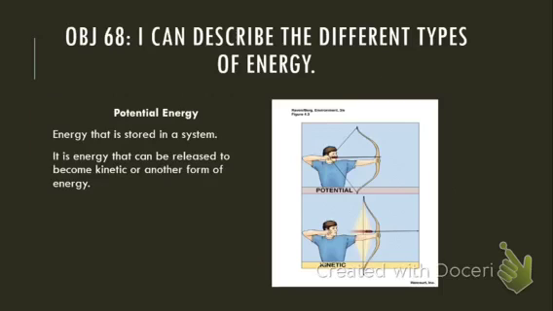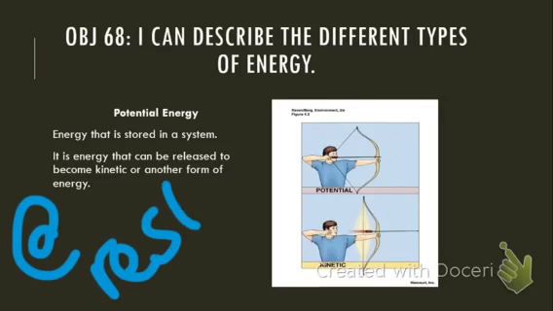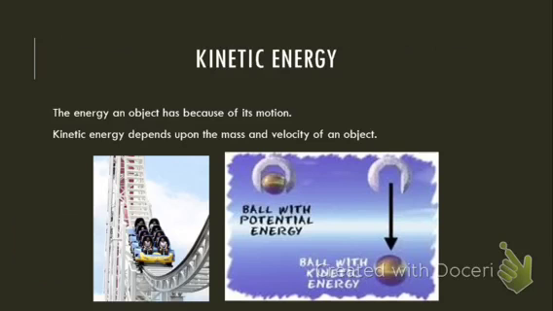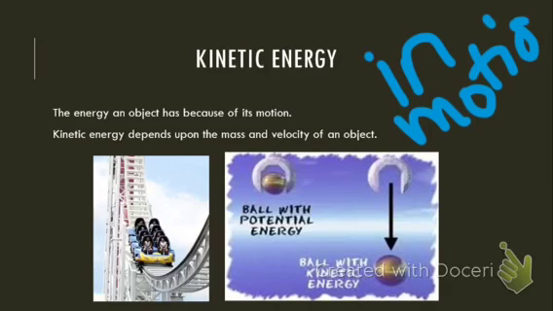Potential energy is stored energy. It's energy that is available but is not being used. So we usually say that potential energy is energy at rest. It is not being used. Next is kinetic energy. Kinetic energy is energy in motion. So that skier going down a hill, he has kinetic energy.